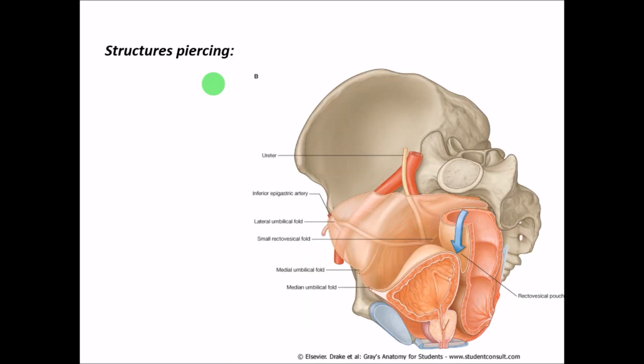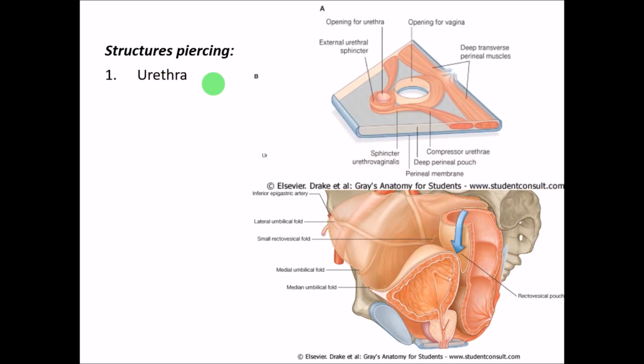So what are the structures which are piercing this urogenital diaphragm? One is the urethra itself. Then the vagina in case of the female. There is an additional opening here in case of female. This is called the vaginal opening. In the front we have the urethral opening. Okay, what are the actions of these muscles or the urogenital diaphragm together?